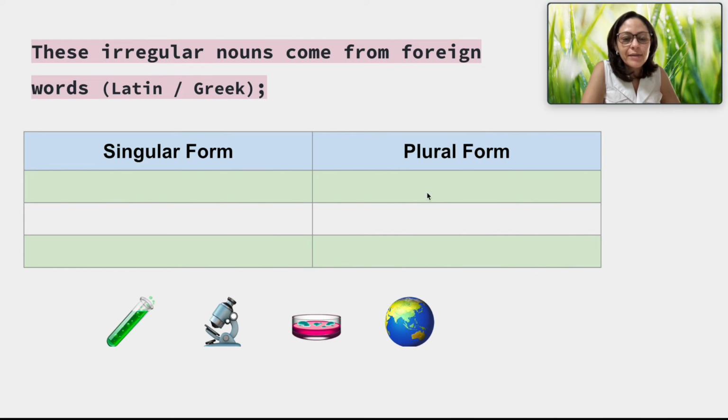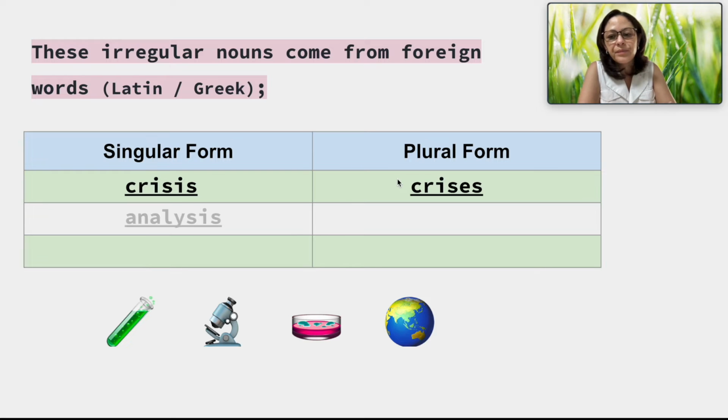This slide includes foreign words that are used in English. So let's see their singular and plural form. Our first word is crisis, the singular form, crisis. The plural form, crises. So crisis, singular, crises, plural.